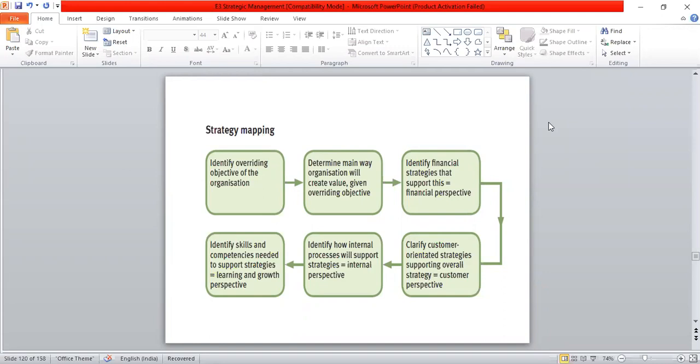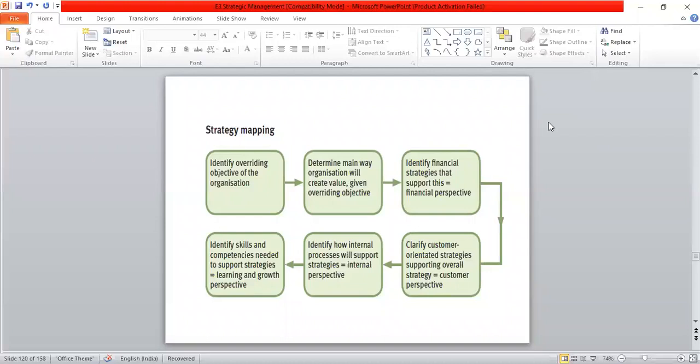That is the internal perspective. Finally, the employee perspective is given under learning and growth. So identify skills and competencies needed to support strategies. Do they have that? If they do not, what measures are taken to enhance their skills, or provide training to develop their skills?